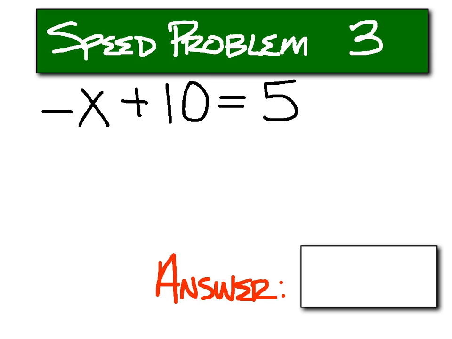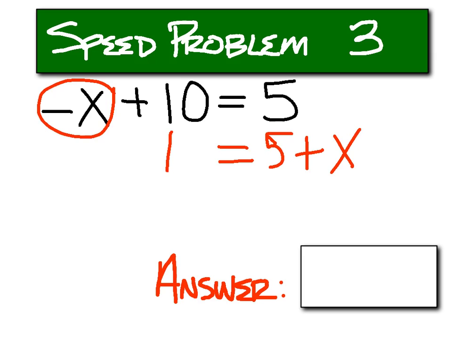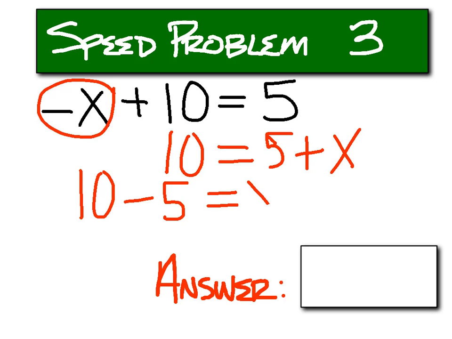Go through this one. We have negative x plus 10 is equal to 5. The first thing we want to do is make the x positive. So to make it positive, we change it to the other side. Whenever you bring anything over to the other side, either side, whenever you switch sides, it's going to change the sign. So we have a positive 5 plus a positive x now is equal to 10. When we take our 5 to the left side, it'll become negative, so that's 10 minus 5 is equal to x, so our x is going to be equal to 5.